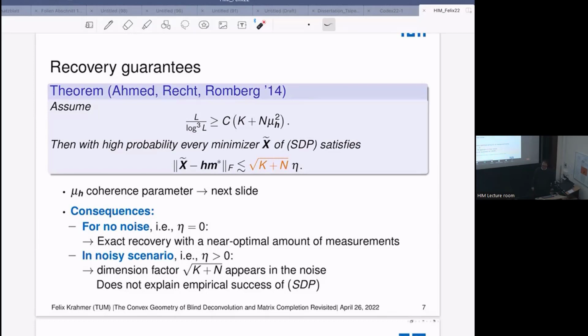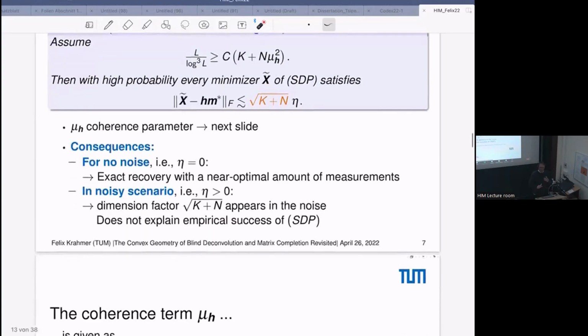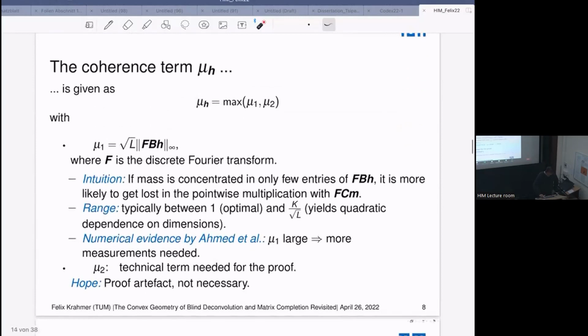We thought, okay, maybe this is a proof artifact, then we can think about how to get a better scaling in the noise level. So before I go into more details about this, let me just quickly talk about this coherence term that we have. It basically consists of two terms, the mu1 term and the mu2 term. The mu1 term is something that is considered to be necessary in some sense.